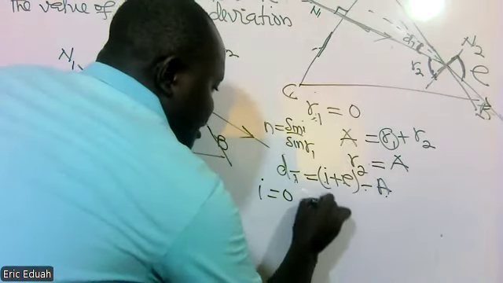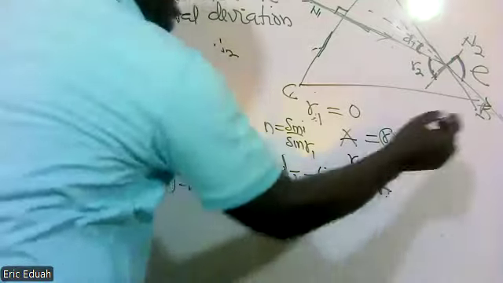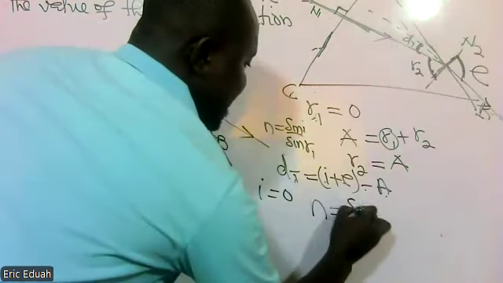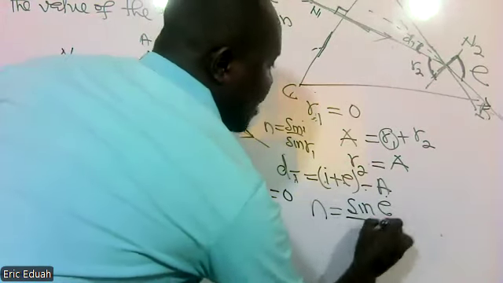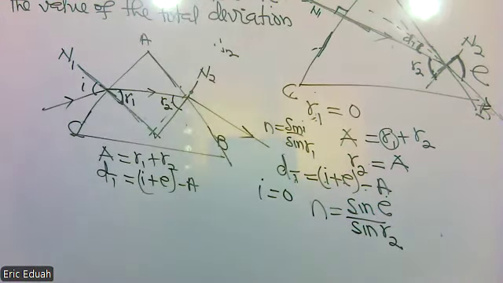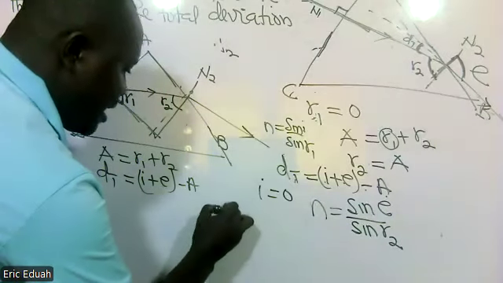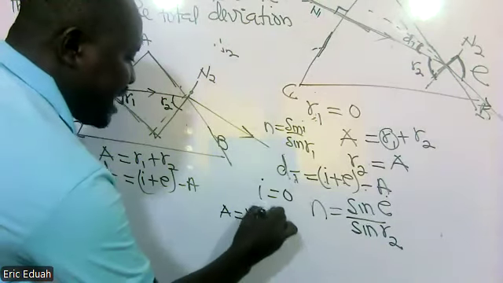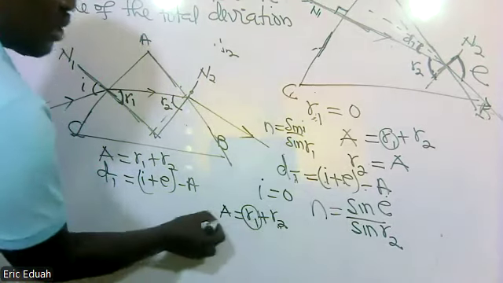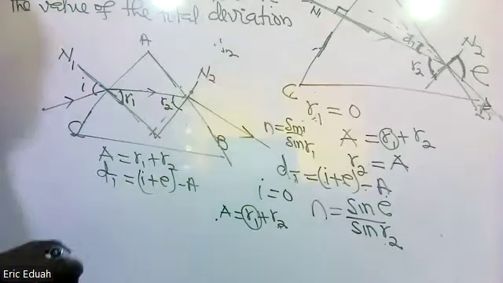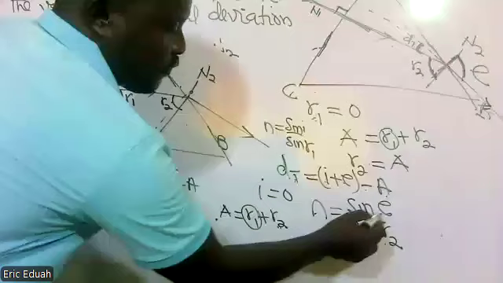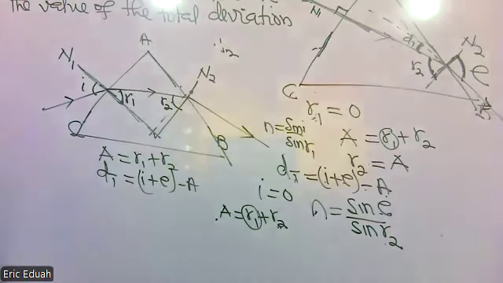When you use the absolute refractive index, this is when you are assuming that the light is coming from right to left. Then sine E over sine R2. Because A is equal to R1 plus R2 and R1 is 0, it means R2 is equal to A. So you know R2. So you can easily use this to find E when N is given.